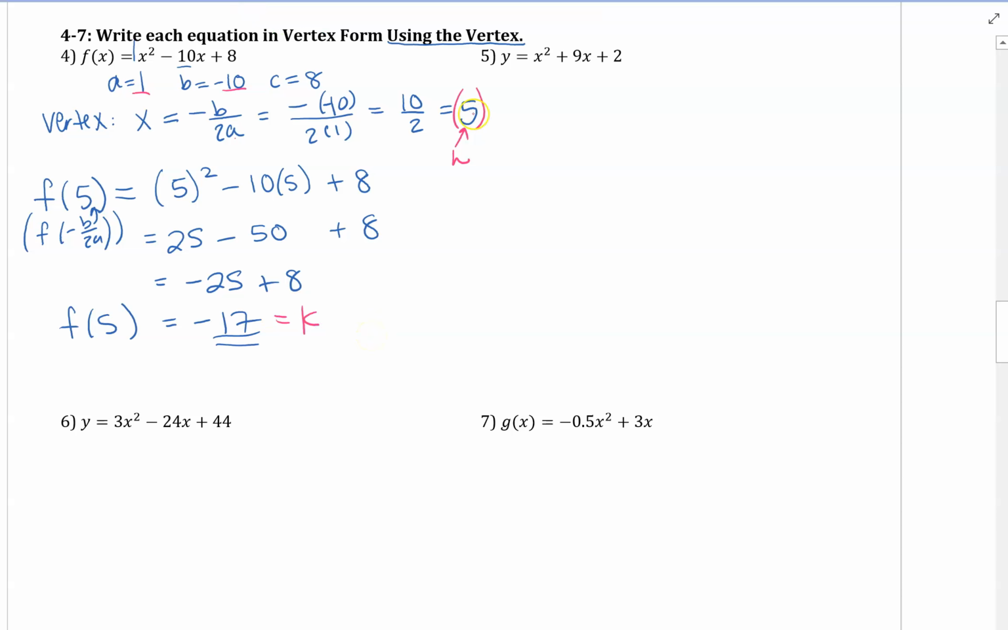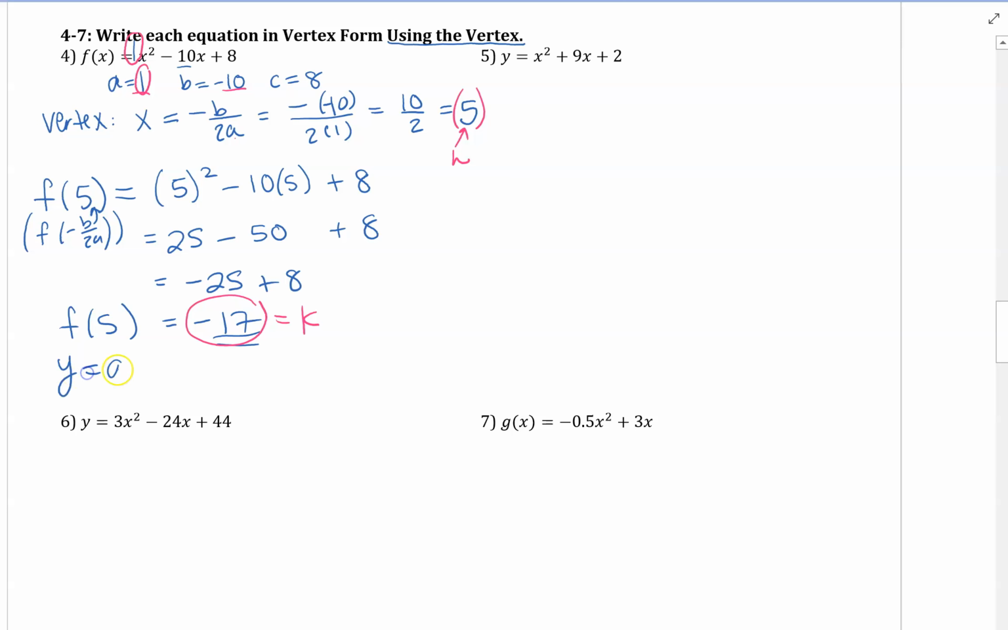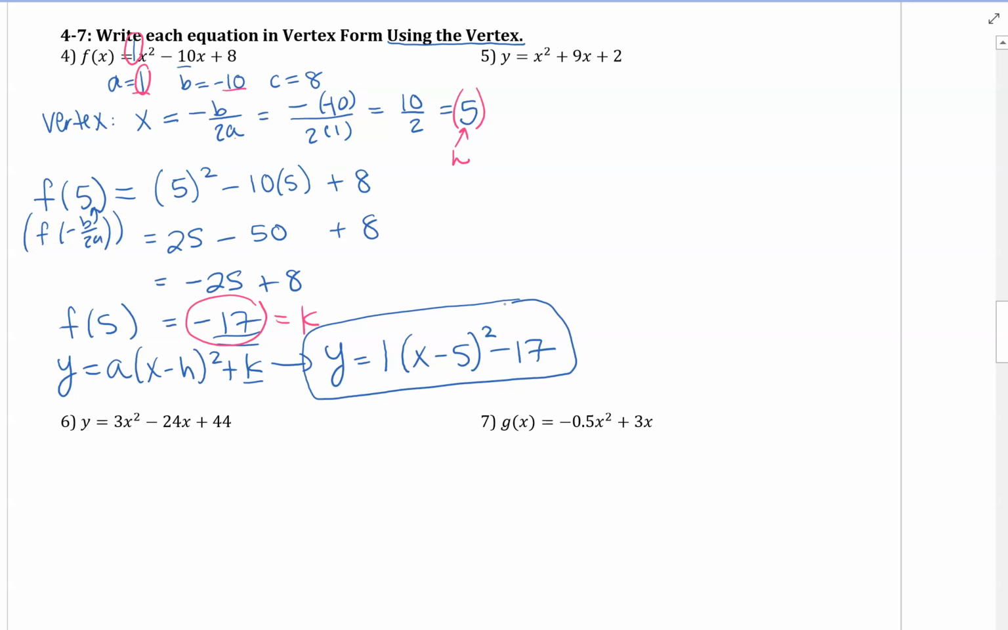So once you find h and k, remember a is the same for all three forms, so you already know a, you can plug that into vertex form. So I'll write again the standard vertex form and then show you what that looks like when I plug all of these things in. So a was 1, h was 5, and k was negative 17. So this here is my vertex form. You can see it's the form that highlights the vertex. Standard form highlights the y-intercept, so for this function that's 8. Vertex form highlights the vertex, which for this function is 5, negative 17.